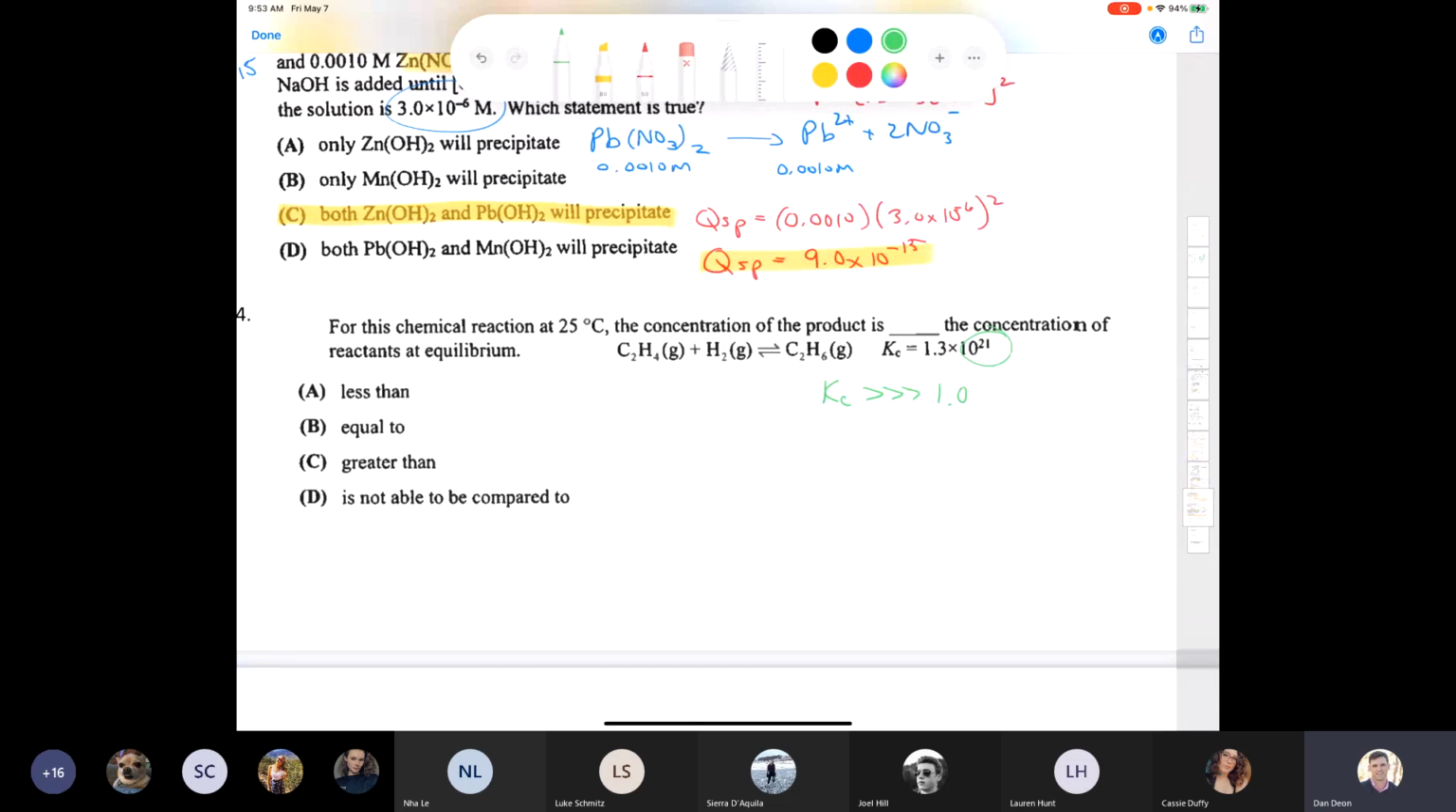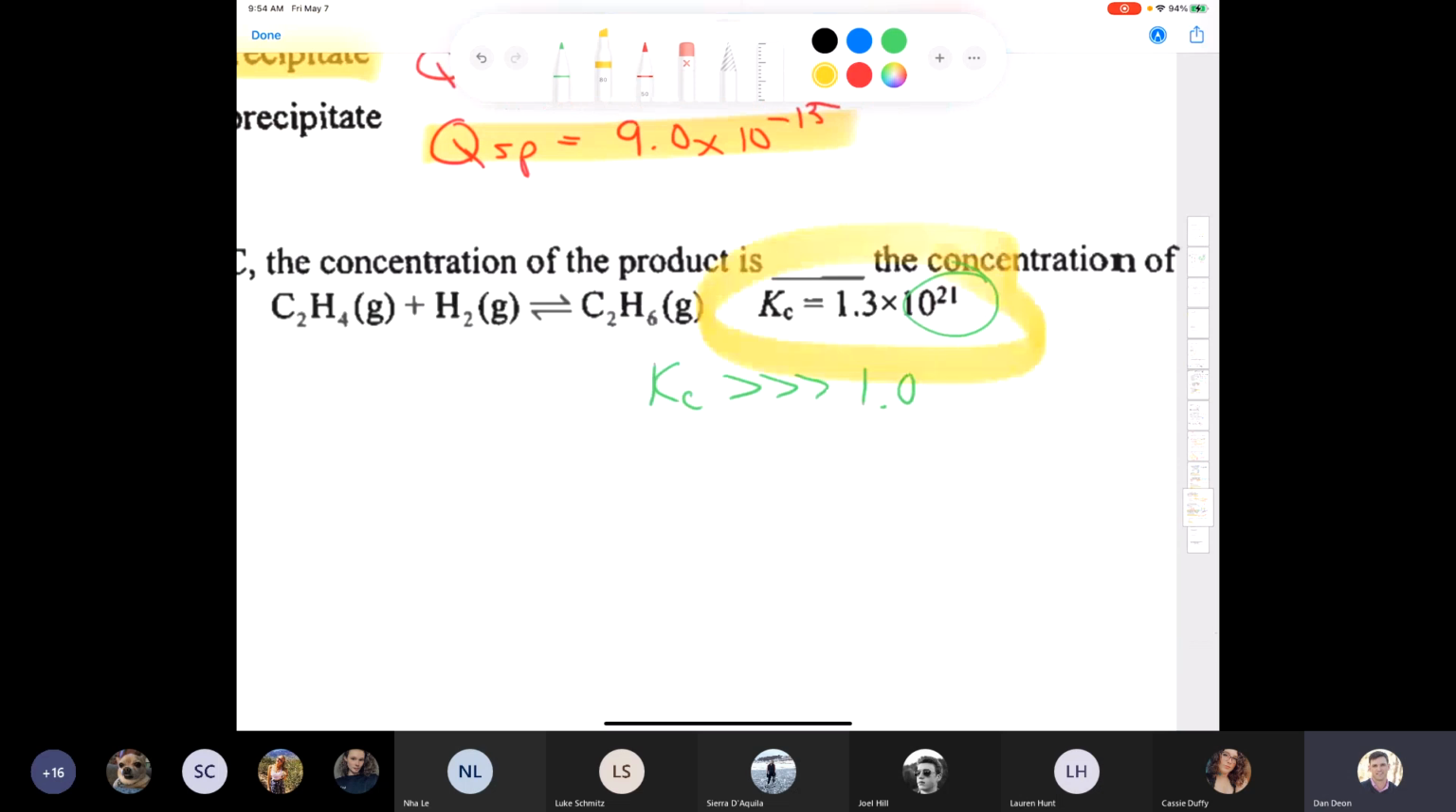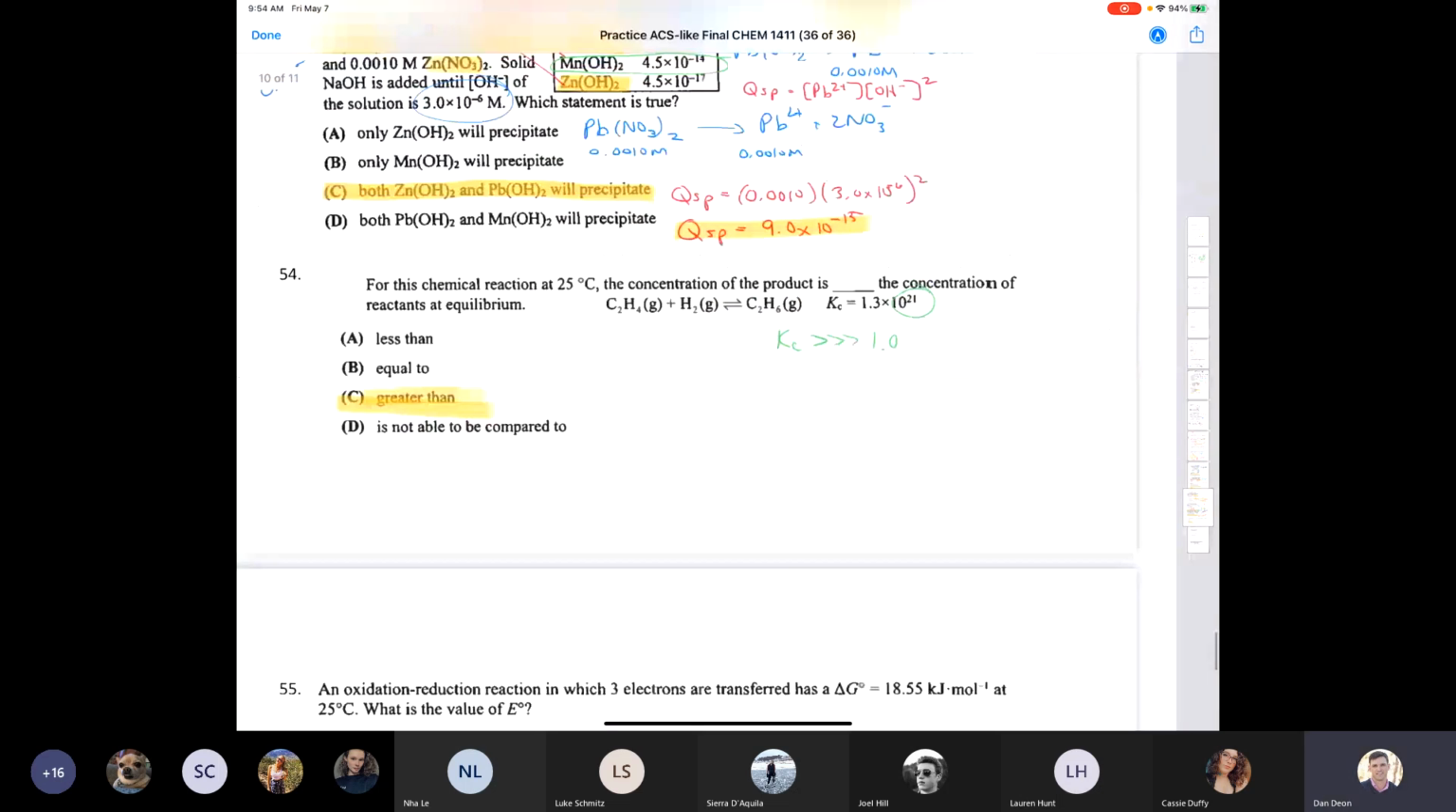And so the concentration of products will be greater than the concentration of the reactants. By far, there would be very little reactants with an equilibrium constant that big. So it's just a matter of knowing that when you see a giant equilibrium constant, it's going to be mostly products, nothing more than that.